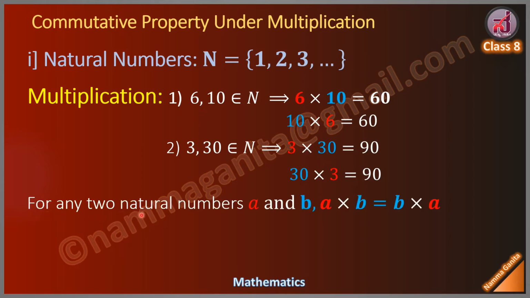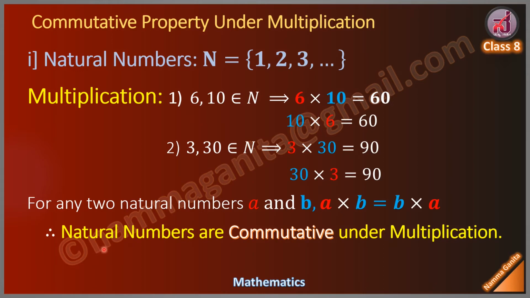For any two natural numbers A and B, A into B is equal to B into A. Therefore, natural numbers are commutative under multiplication.